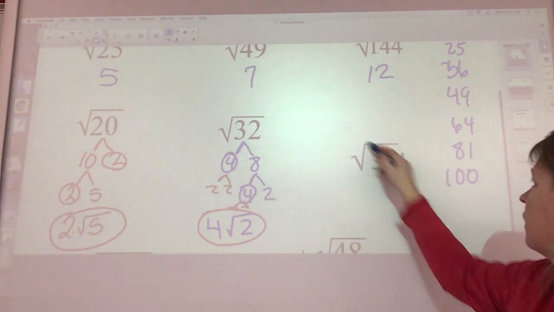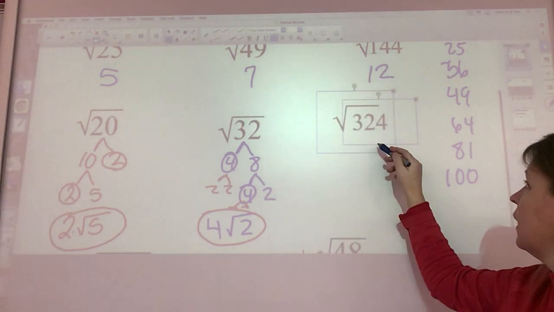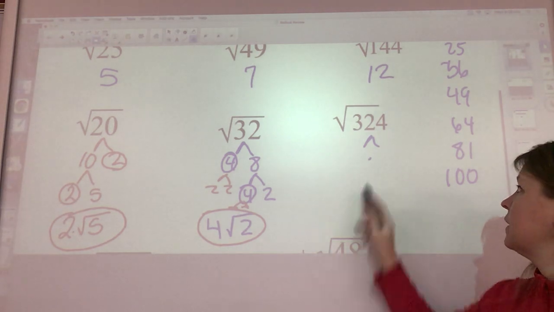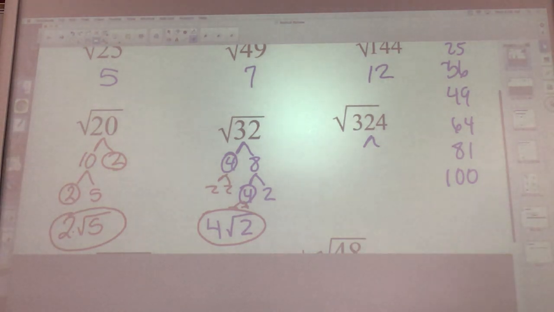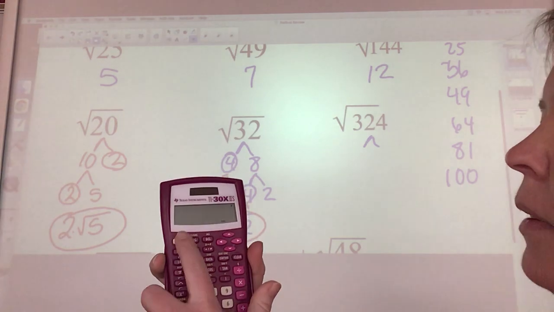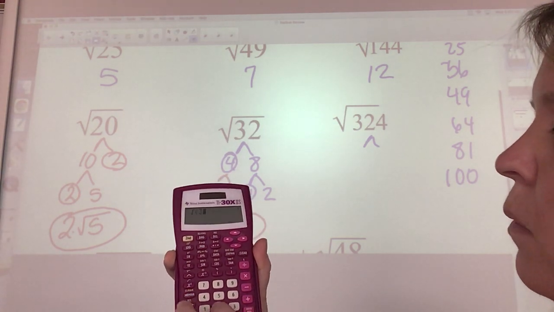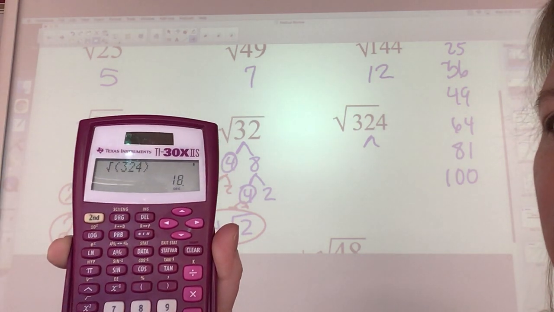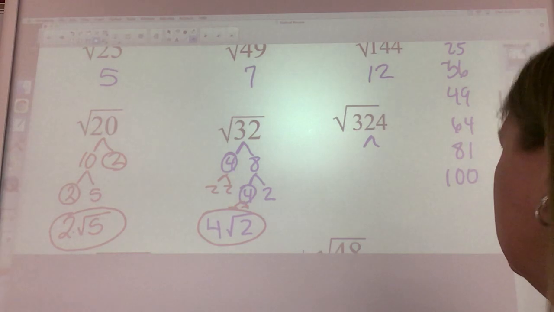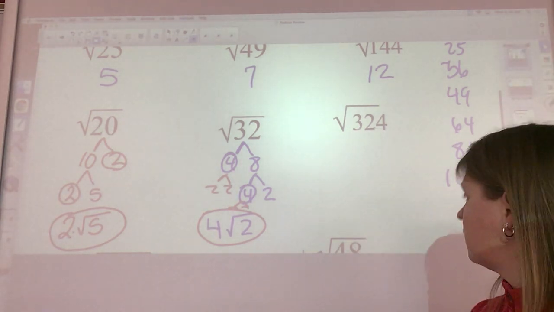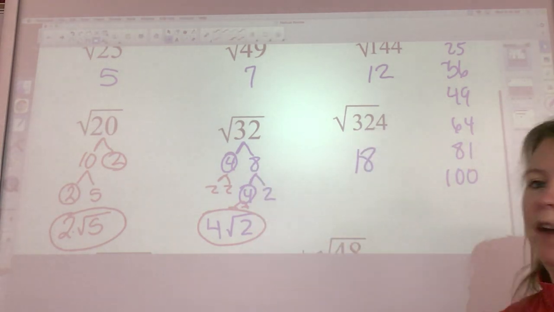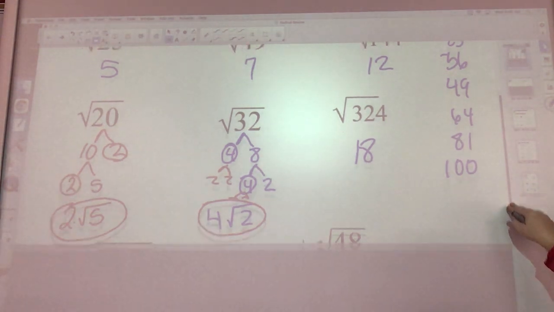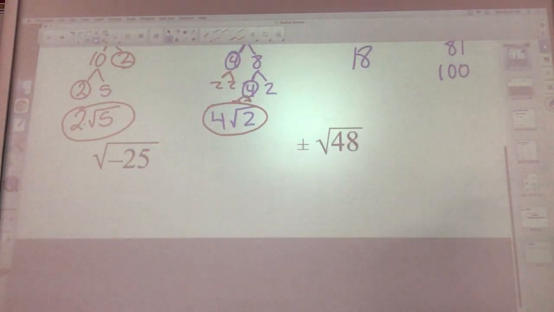Some of you will take the square root of 324 and be like, okay, let's start breaking it down. What goes into 324? And because it's an even number, you know that 2 works. But others of you will grab this handy dandy calculator and say, I better check. I don't want to do all that work and break it all the way down to prime factors unless I know that it's not a perfect square. But the square root of 324 is 18. So there is no need to make a factor tree because it's a whole number. If you don't know if it's a perfect square, check it.